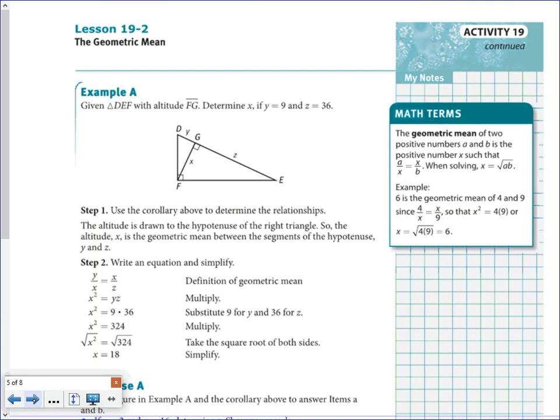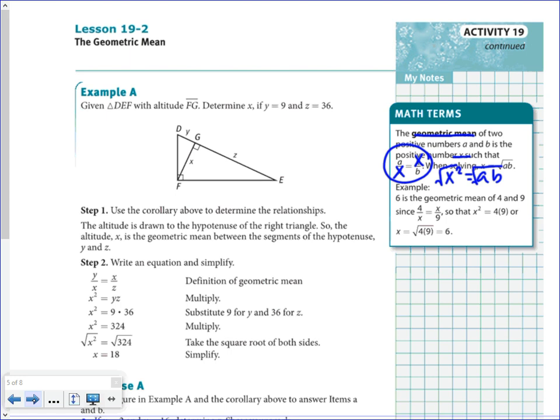So if you look here, the geometric mean of two positive numbers a and b, your geometric mean is going to be some number x. And you set up this proportion. So your geometric mean is x, and then your two numbers are a and b, some random two positive numbers. And so when you cross multiply, you would have x squared equals ab, and then you would take the square root. And so that's what you do when you're looking for the geometric mean.